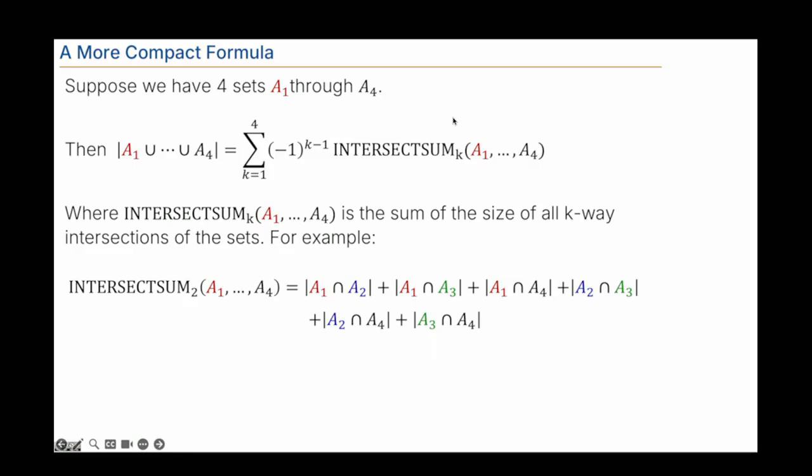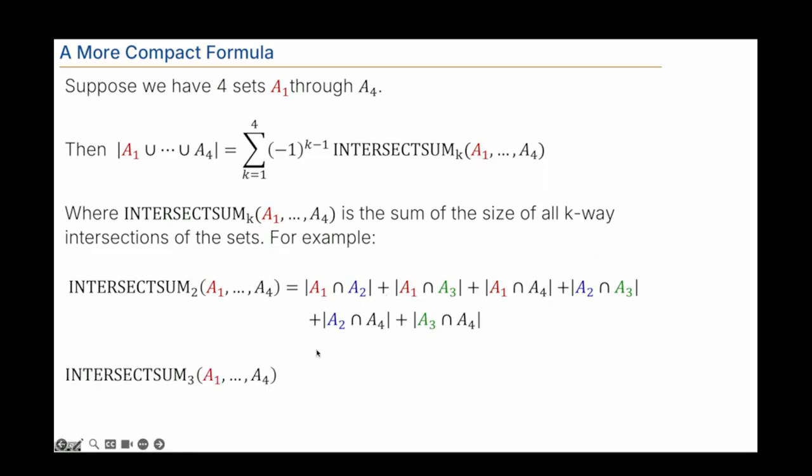Okay, let me talk through these pieces here. What intersect sum sub k is, is the sum of the size of all k-wise intersections of the sets. Let me give you an example. Intersect sum sub 2 is the sum of the size of all the pairwise intersections. So here's a pairwise intersection. There's one, there's one, there's one, there's one, there's one. Okay, that's all of them.